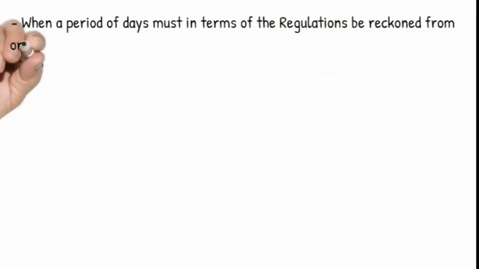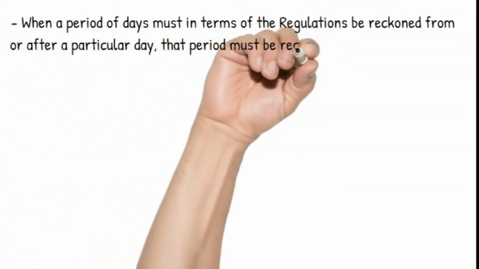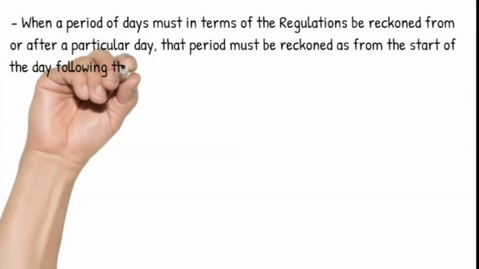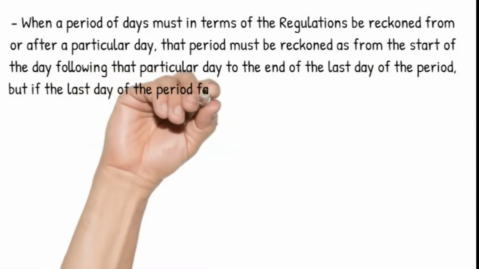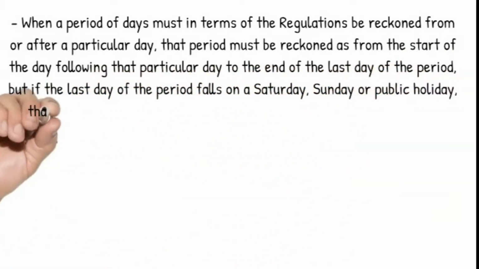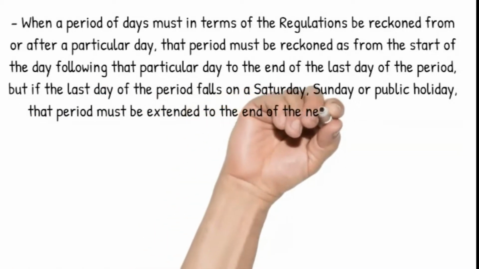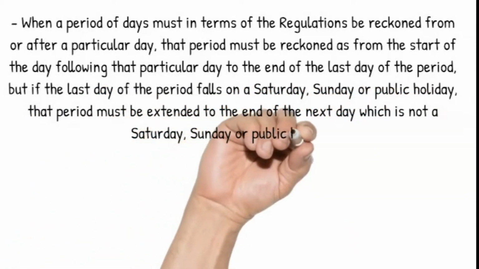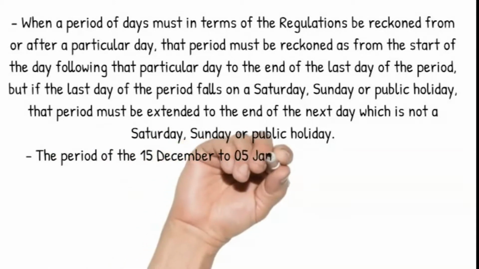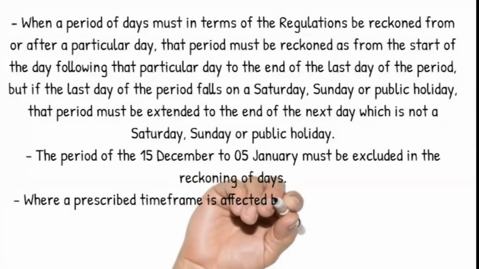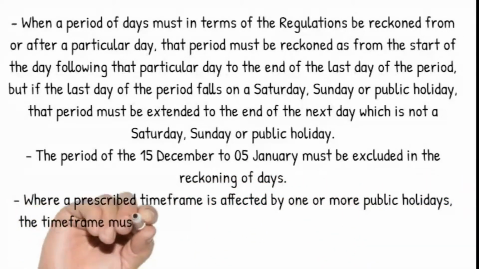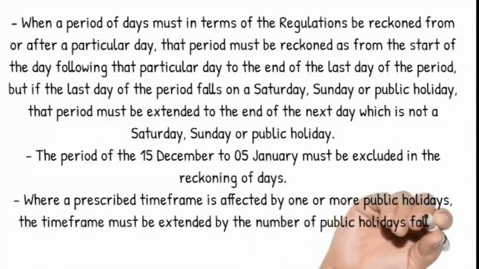When a period of days must, in terms of the regulations, be reckoned from or after a particular day, that period must be reckoned as from the start of the day following that particular day to the end of the last day of the period. But if the last day of the period falls on a Saturday, Sunday, or public holiday, that period must be extended to the end of the next day, which is not a Saturday, Sunday, or public holiday. Then the period of the 15th of December to the 5th of January must be excluded in the reckoning of days, and where a prescribed time frame is affected by one or more public holidays, the time frame must be extended by the number of public holidays falling within that time frame.